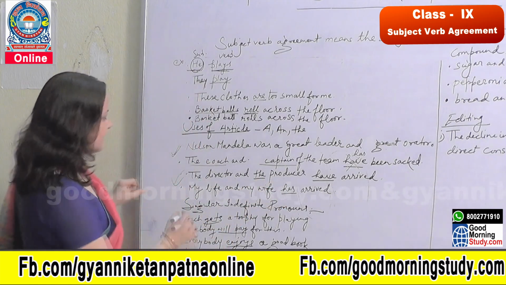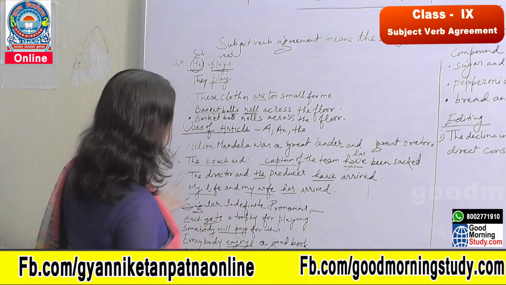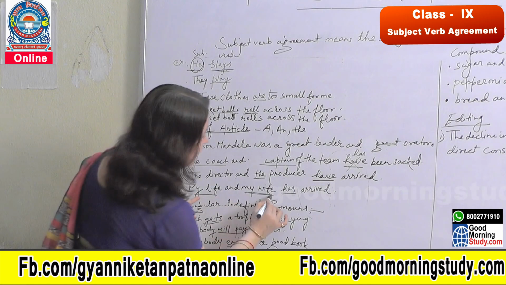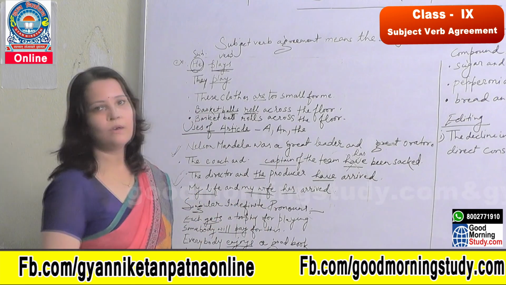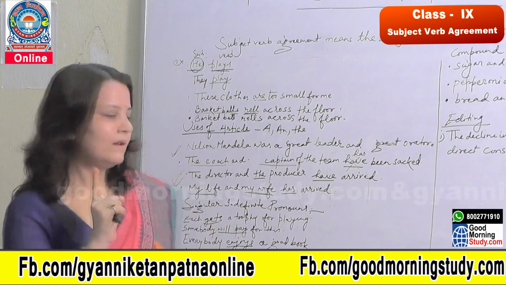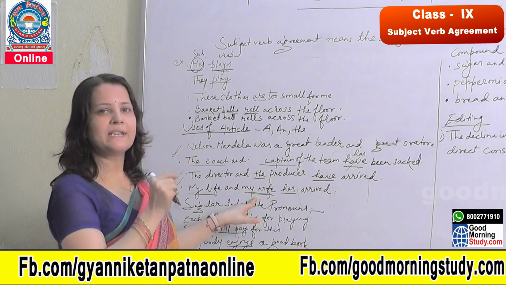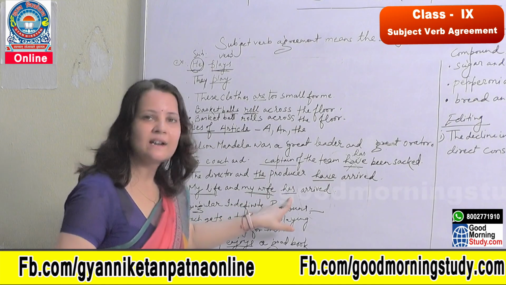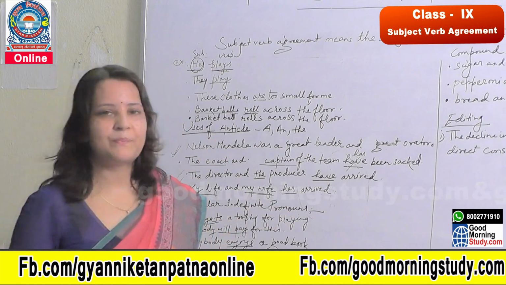Another example is my life and my wife. My life and my wife has arrived. Here we are talking about one person, that is my wife, who is the life of some person. She has arrived.